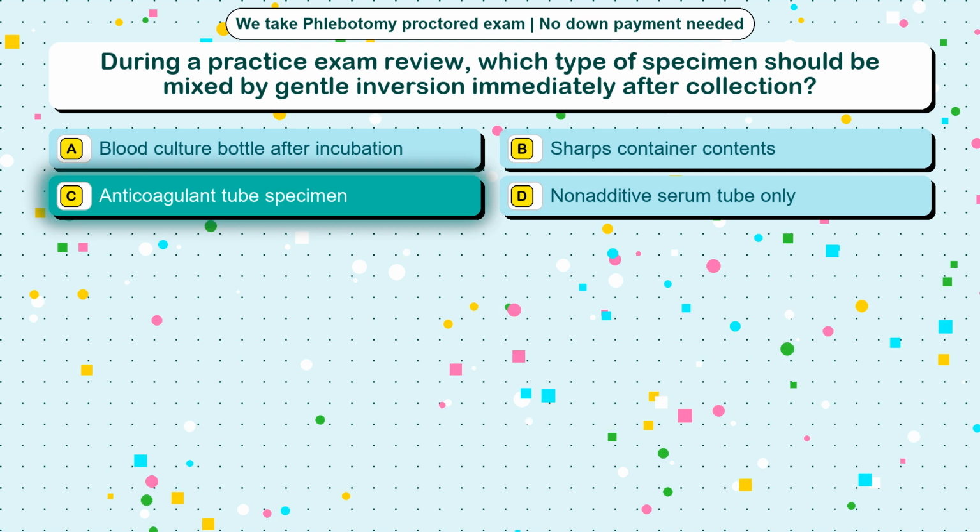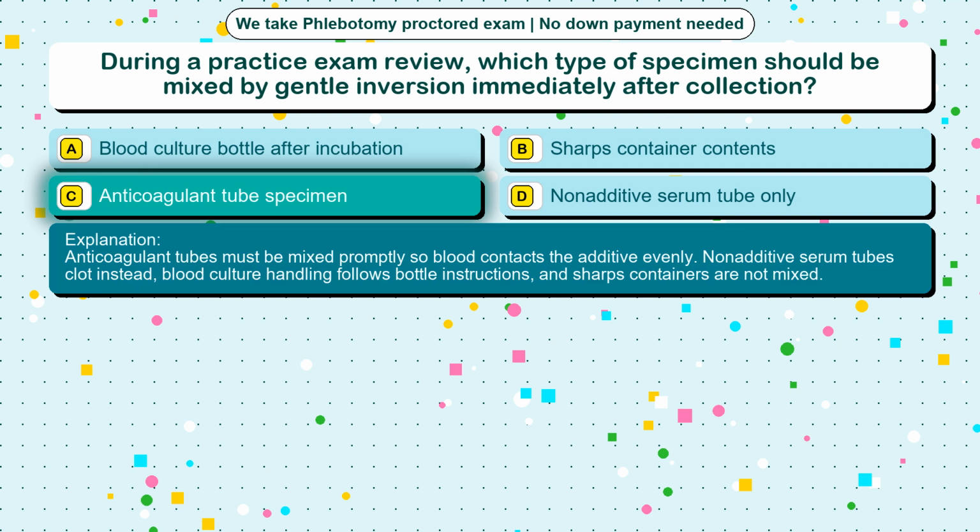The correct answer is option C. Anticoagulant tube specimen. Anticoagulant tubes must be mixed promptly so blood contacts the additive evenly. Non-additive serum tubes clot instead. Blood culture handling follows bottle instructions, and sharps containers are not mixed.